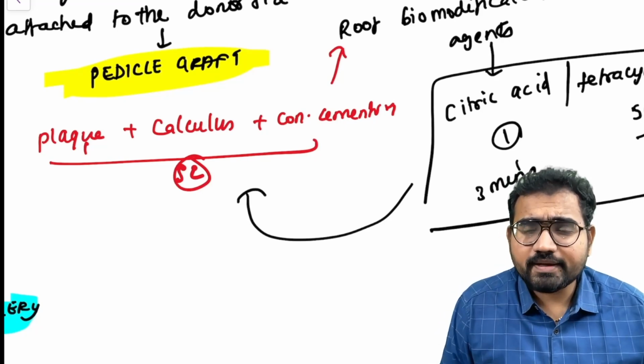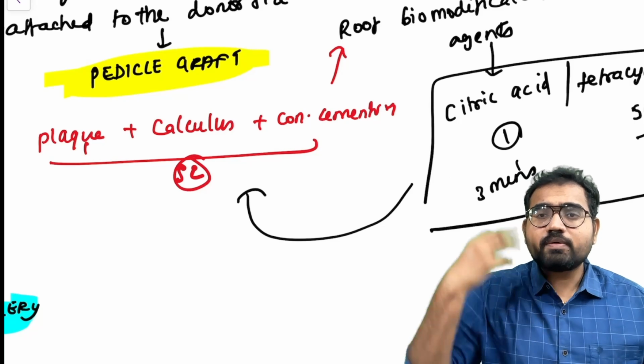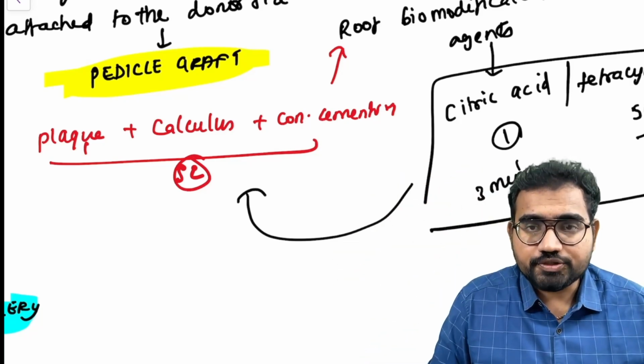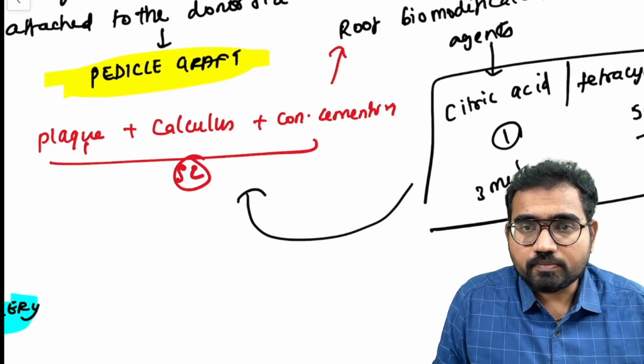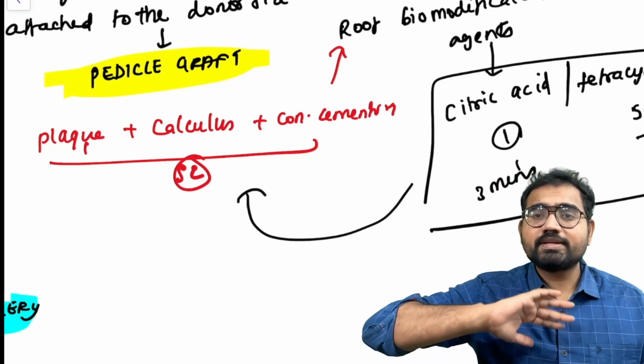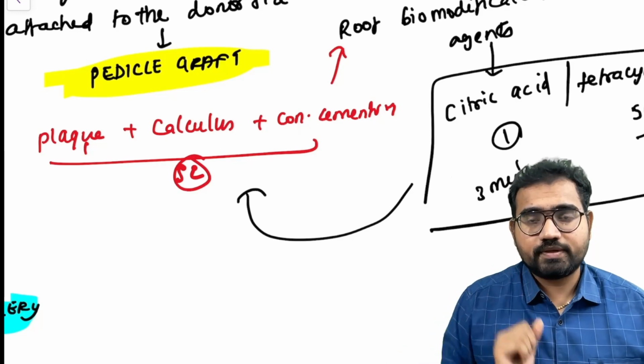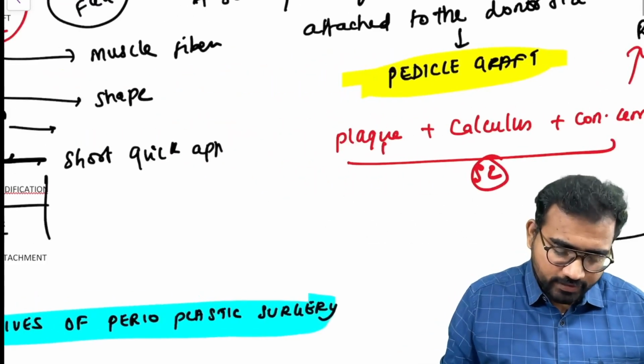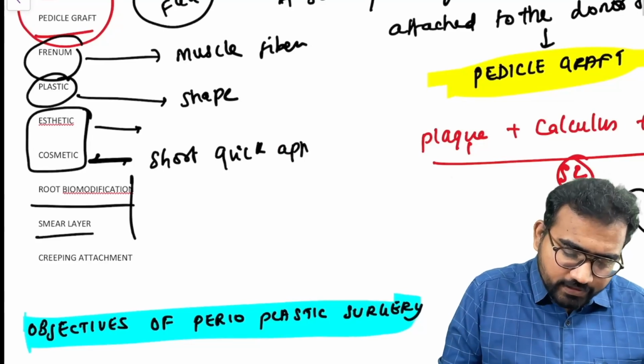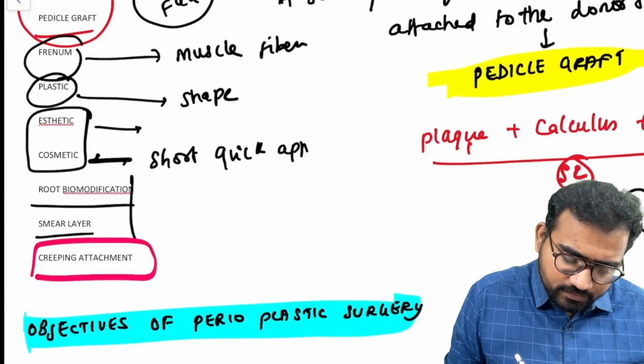Why does a smear layer need to be removed? Because whenever I'm planning to place a tissue or do mucosal surgeries, I should make sure the surface is clean and smooth. Okay, very good. Now, finally, what is creeping attachment?